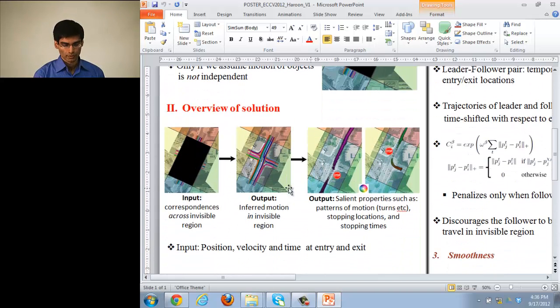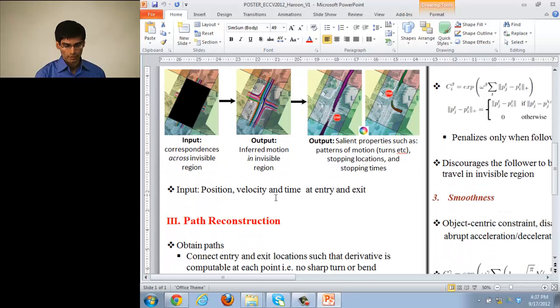So here's the overview of the solution. We are given as input the correspondences across the invisible region. And what we do is we first infer the motion of objects inside the invisible region by coming up with trajectories. And once we do that, we find some salient properties of the region, such as the typical patterns of motion inside the region, which are shown with this mixture of Gaussians here. The color shows the direction. And what are the typical stopping locations in the region, shown with the stop signs. And also, at what times did the objects stop. So this is the input: position and velocity at time of entry and exit.